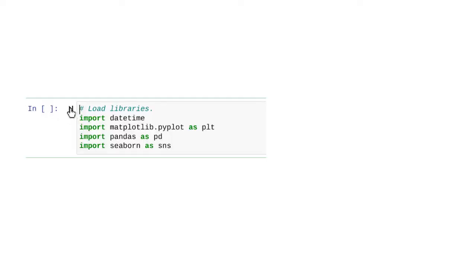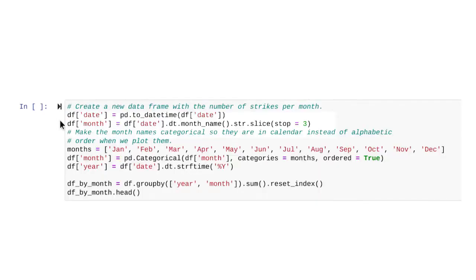Let's start by importing Python libraries and packages. For this notebook, let's import datetime, pandas, seaborn, and pyplot from matplotlib. As you learned previously, start by converting the date column into datetime, which makes it easier to manipulate. Next, create a column called month. Like we did earlier, we will use str.slice to cut the month names down to only the first 3 letters.